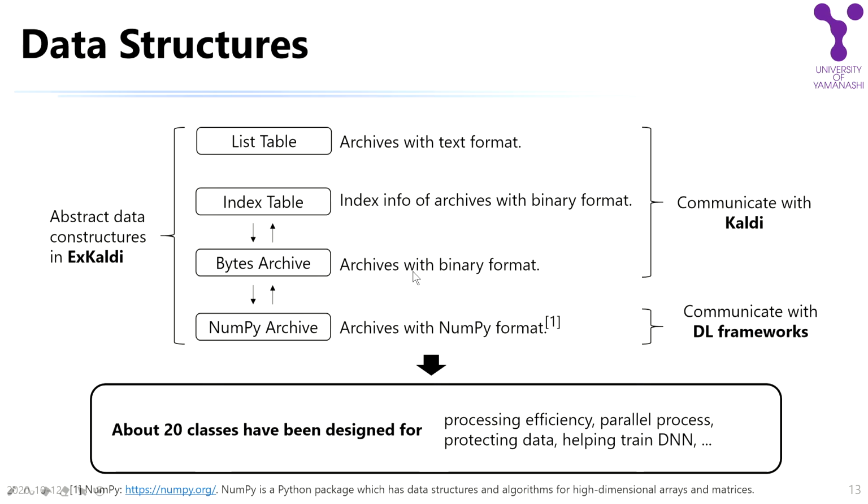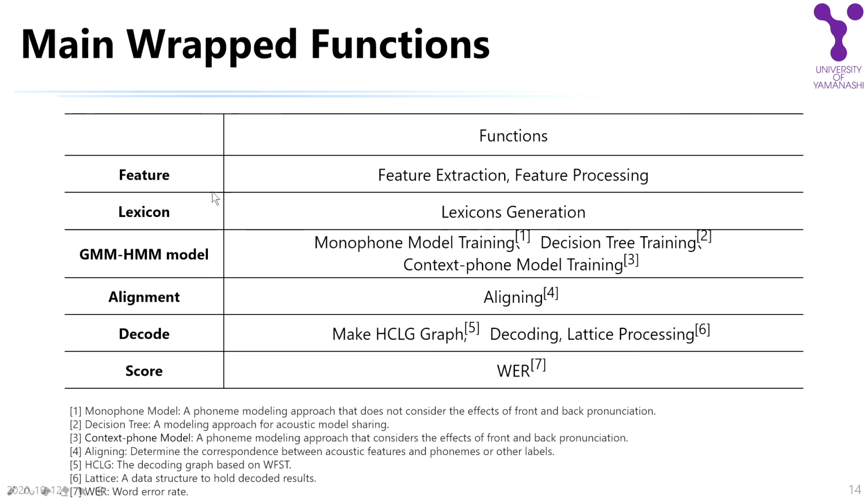We use different data structures to hold the data in Kaldi's archive format and the Python NumPy format, respectively. These data are saved in memory or files and can be converted to each other easily. Actually, we have designed about 20 data structure classes for different purposes, such as protecting data or parallel processing, and so on. Based on these data structures, we have wrapped some standard functions to build the ASR system from feature extraction to decoding and scoring.